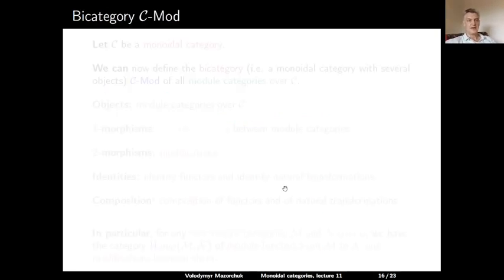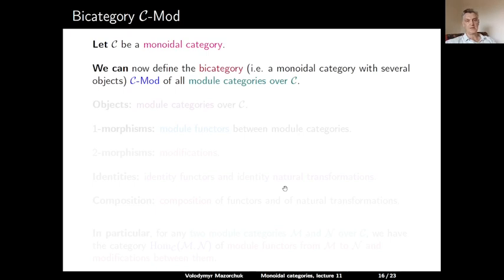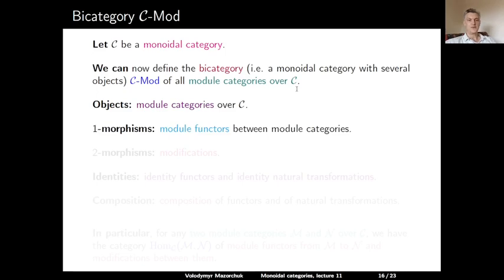Now we can define the bicategory of all C modules. Let C be a monoidal category. We can now define the bicategory. A bicategory is a monoidal category with several objects, which is usually denoted by C mod with capital M, and this is a bicategory of all module categories over C. The objects in this bicategory are all module categories over C. One morphisms are module functors between these module categories, and two morphisms are modifications.